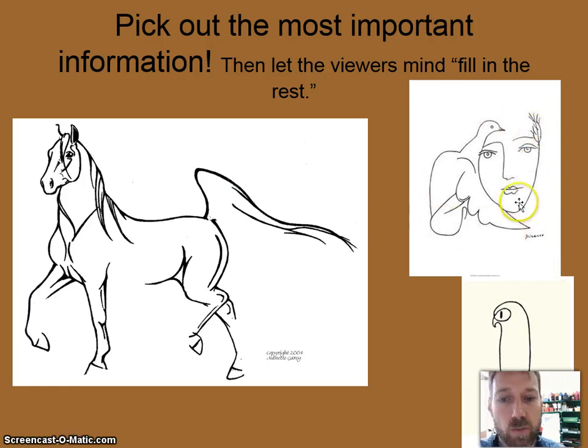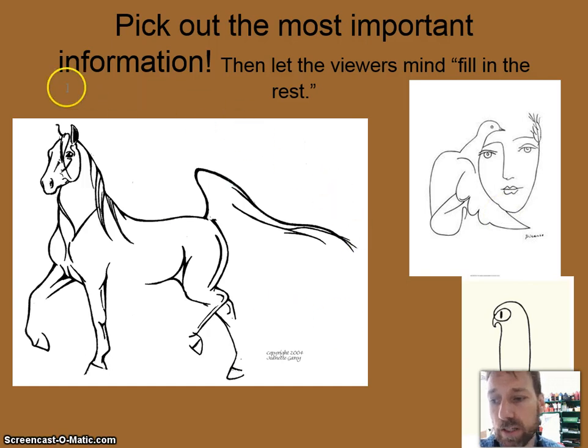Likewise, in this picture here with the dove in the face, he hasn't even drawn the under part of the eyes. All right, he's completely left those out, but our mind fills them in. Likewise, right here on the lips, he's left that little gap right at the corner of her lip, and our mind fills it in. It's more interesting than if he had drawn all that information in.